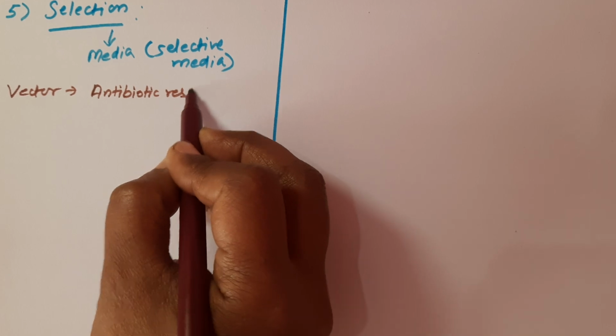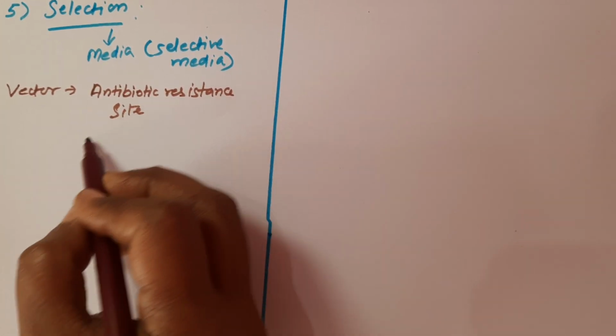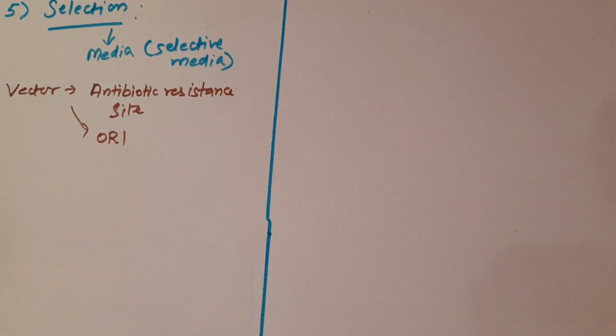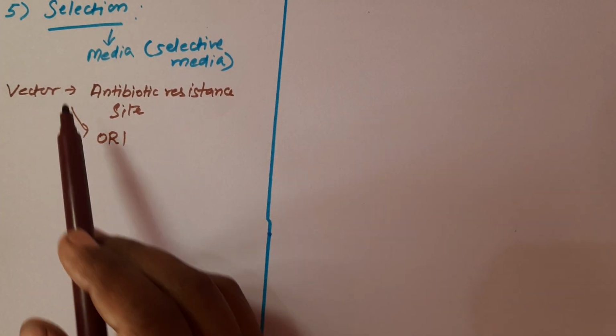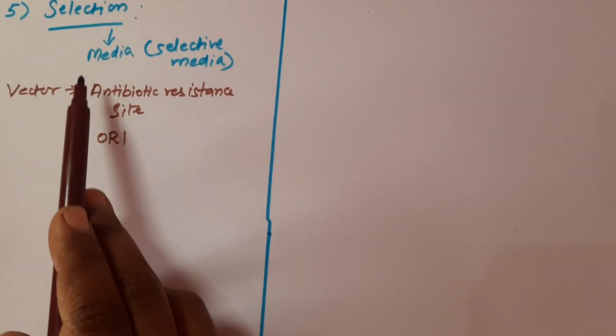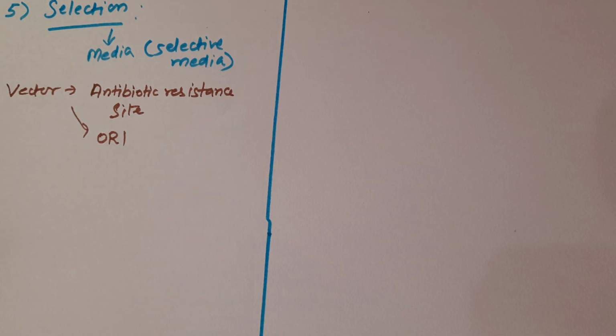and it has an origin of replication also. Okay. So those bacteria which were actually transformed, because the vector backbone has the antibiotic resistant site, are resistant to certain antibiotics. So we will put those antibiotics into the media, and only those cells which have the vector backbone will survive.